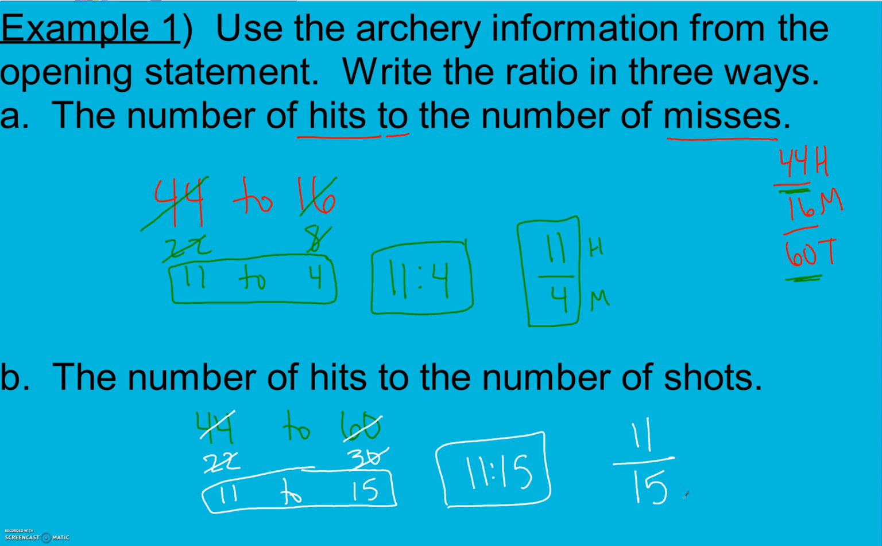Sometimes it's easier to write it as a fraction first and then reduce it as a fraction. It's a little bit easier to see that. If I had written 44 over 60 first, instead of with words, it's easier to reduce our fraction that way sometimes just by looking at it.